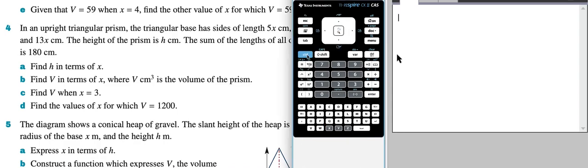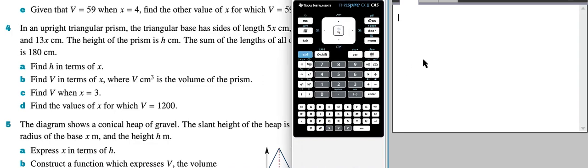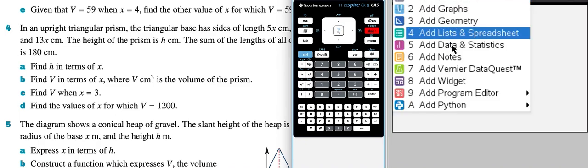I'm not sure if I can draw that on the CAS. All right, but basically it's a triangular base and the height goes up. Okay. All right. So I might do this.